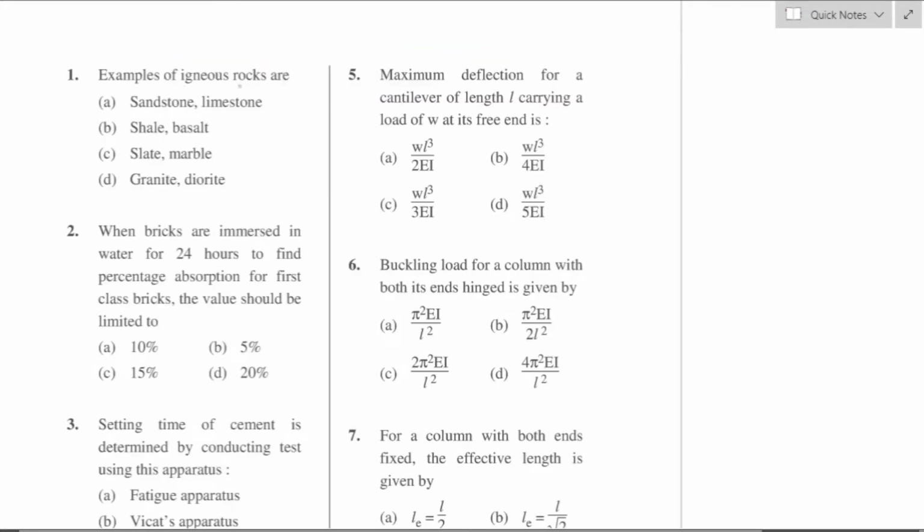Question number 1. Example of igneous rock are: igneous rocks are formed when molten rock cooled down to solid state. Here granite and diorite are the example of igneous rock. So option D is the right answer.